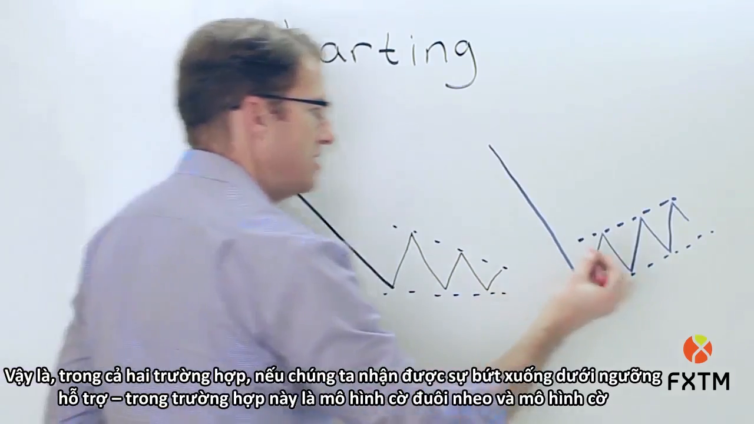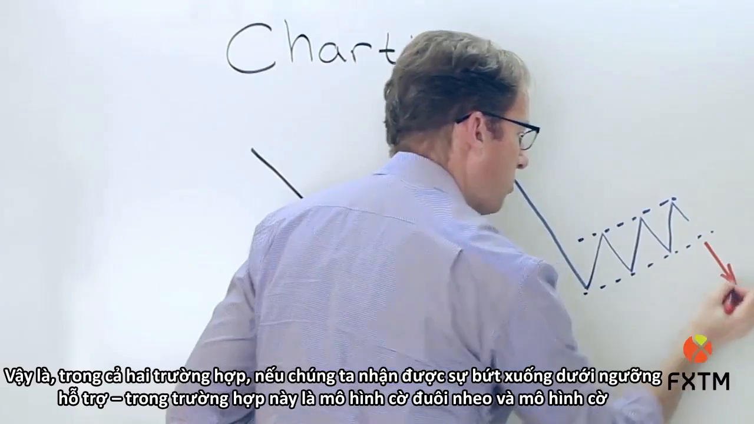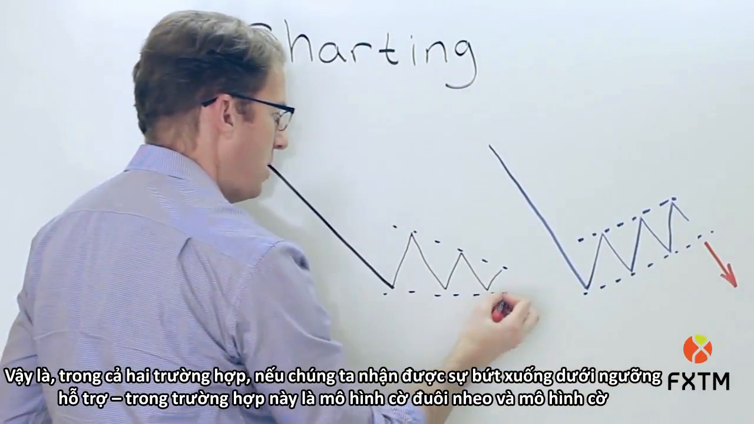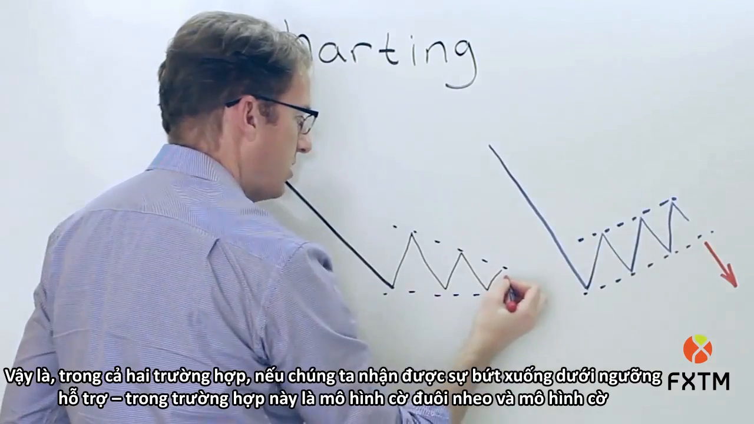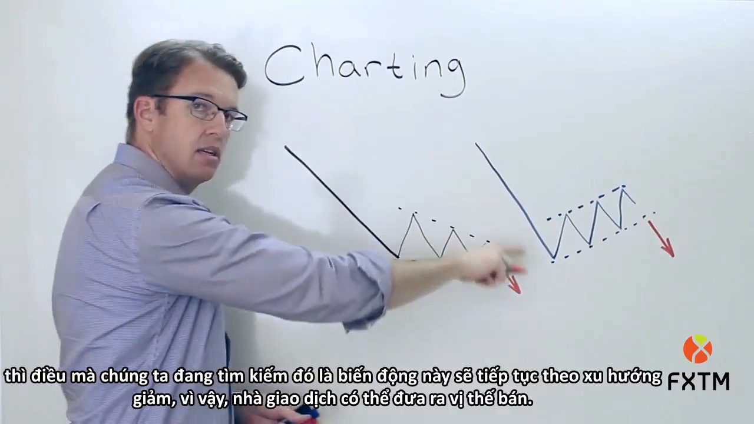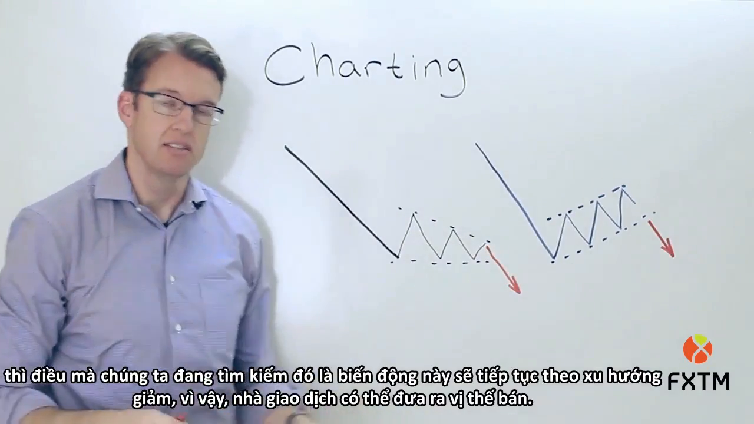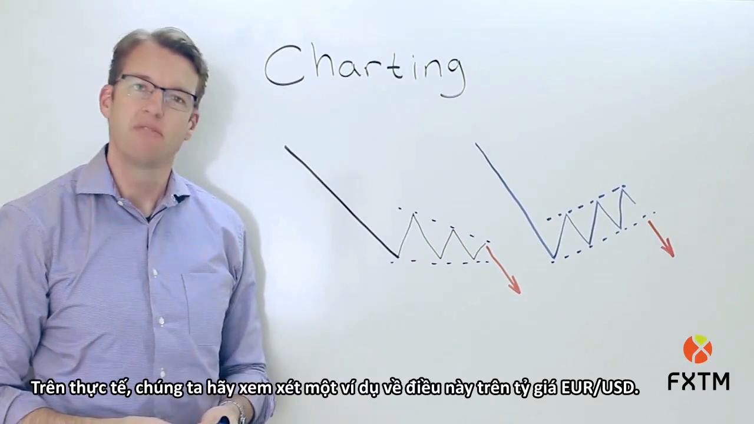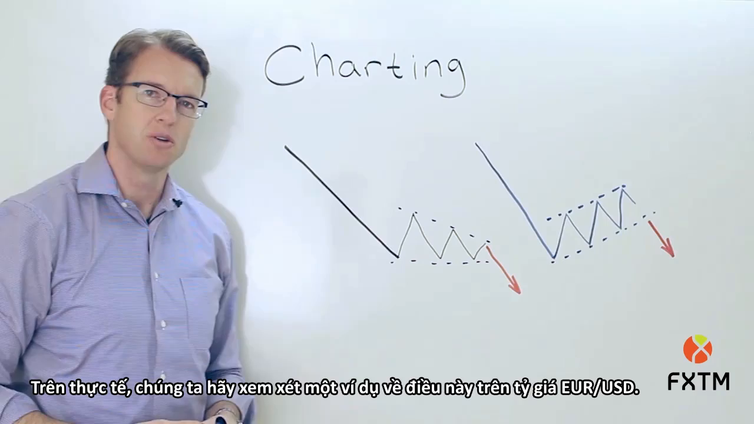So in both cases, in the case of the pennant or flag, if we get a breakdown below support, what we're looking for is to see that this is going to continue to the downside, so a trader can take a short position. In fact, let's look at an example of this on the euro to the US dollar.